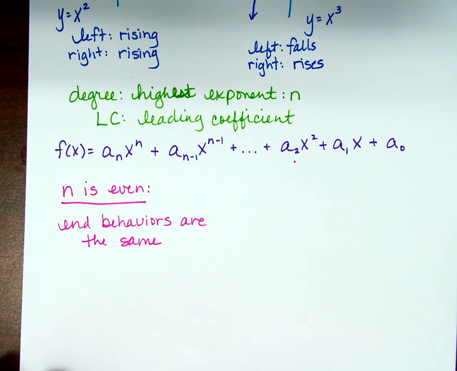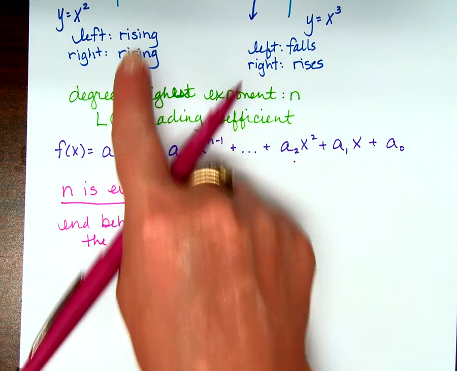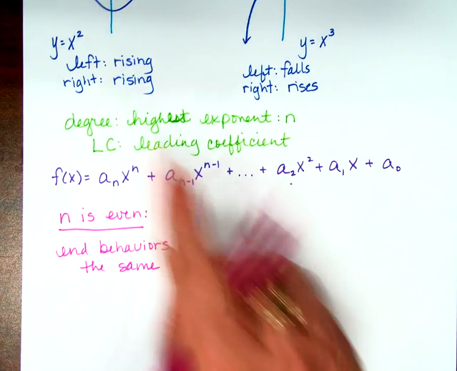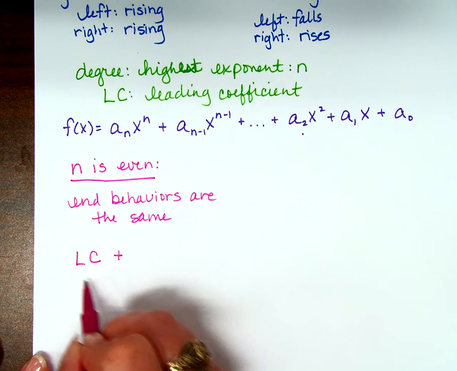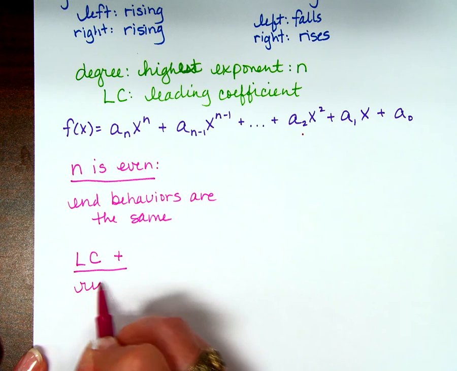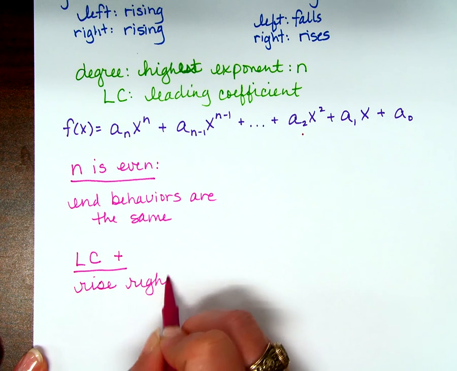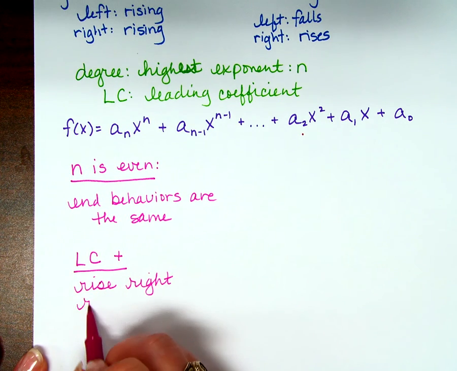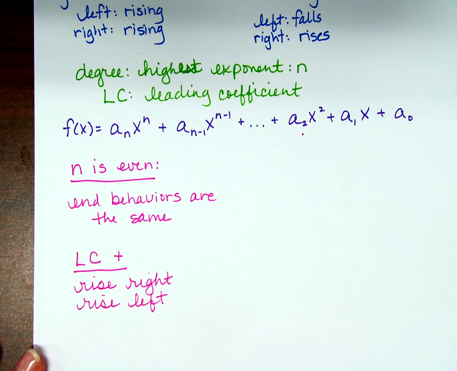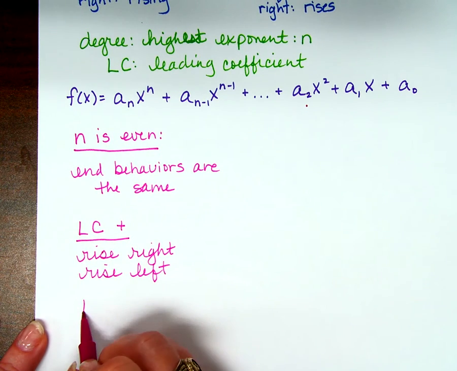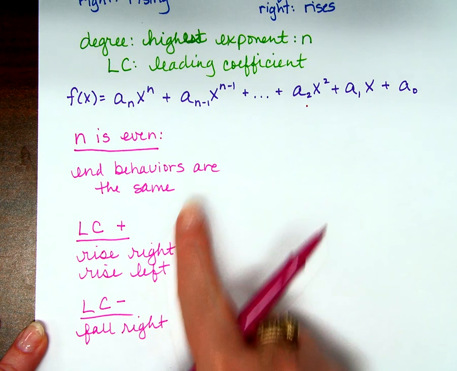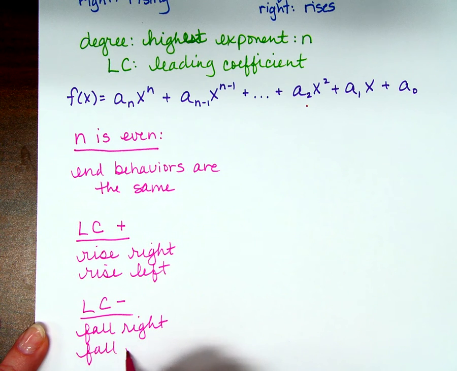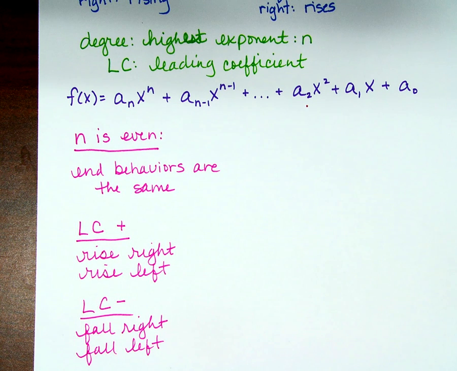Okay? Now, you can tell exactly what the end behaviors are going to be just by looking at the equation. You don't even have to look at the graph. You don't have to type the equation and look at the graph to tell, because you can just look at the leading coefficient. If the leading coefficient is positive, then it will rise right. And because we know they're the same, it will also rise left. If the leading coefficient is negative, you know it will fall right. And because you know they're the same, you know it will also fall left. Okay?